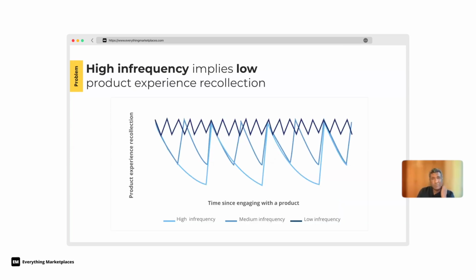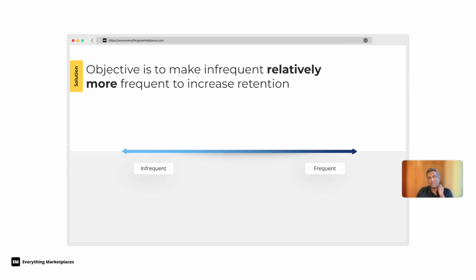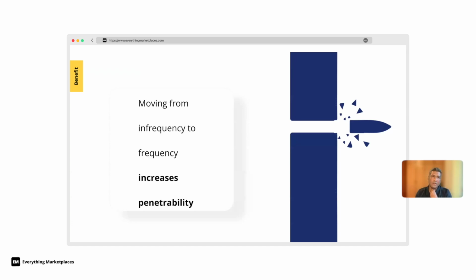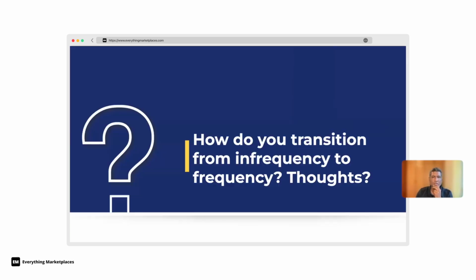And the issue that we have with infrequency is low product recollection: as you don't engage with the product, it eventually dies down. So the question is, how do you revive the frequency over a period of time to improve the recall of the product? The strategy is then to move from infrequent on the extreme left to frequent. And doing so will ensure that it increases the penetrability of the market. And we'll see examples of how. So how do we do that?